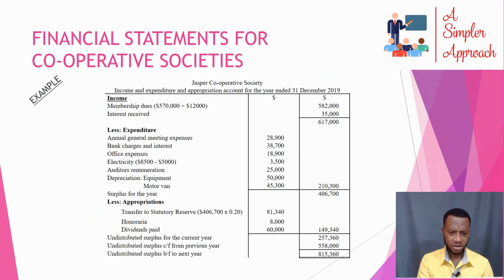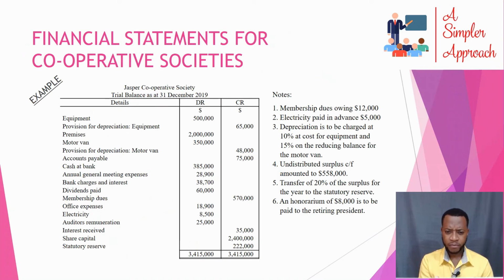Let's backtrack a little bit so you can see. Note 3, 10%. My bad. 10% at cost for equipment. So 10% of 500,000 is 50,000. Okay? That's for equipment. Now, if there was provision for depreciation, which there is, you would have to add the 50,000, which is the current charge, with the 65,000, which is the provision.